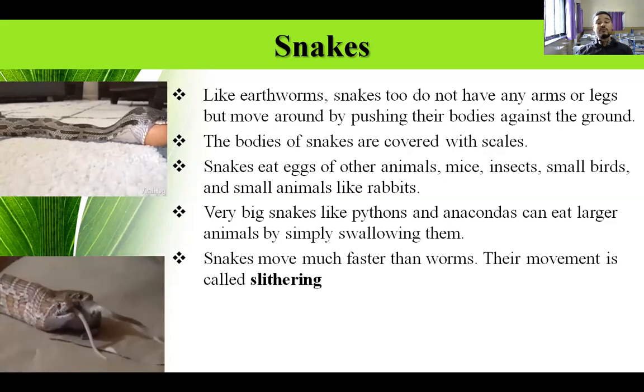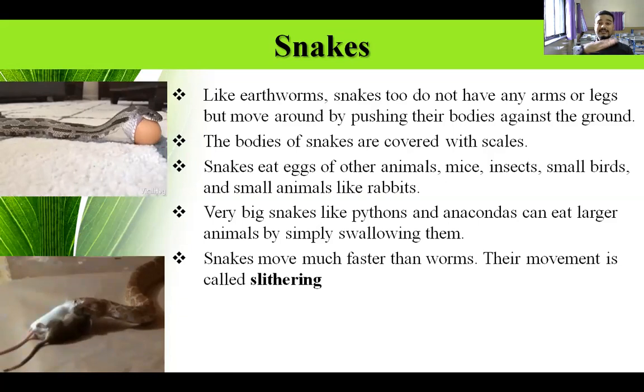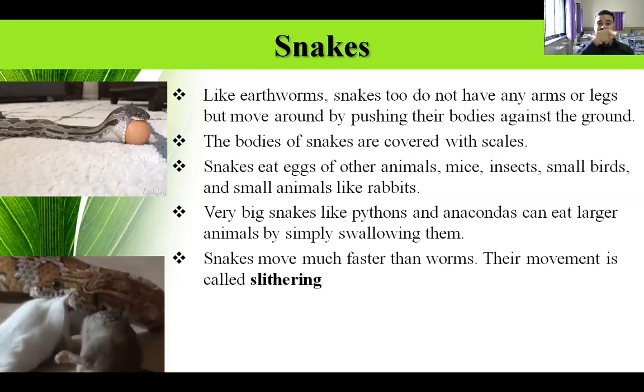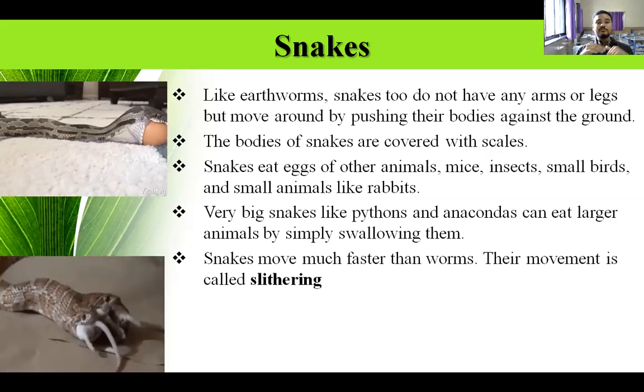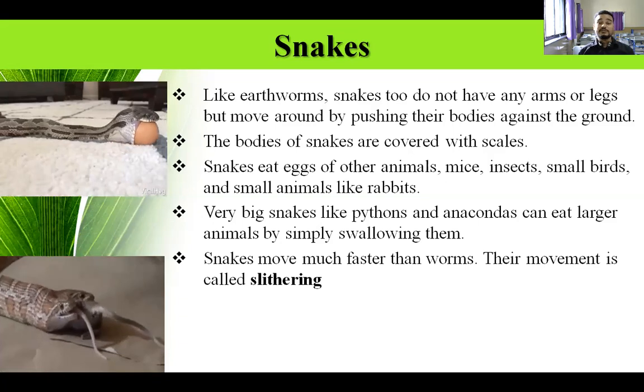So snakes move fast, and how? Using the movement called slithering. Slithering means they move their body around in a zigzag style, and using the scales of their body, they move around very fast. This was about snakes.